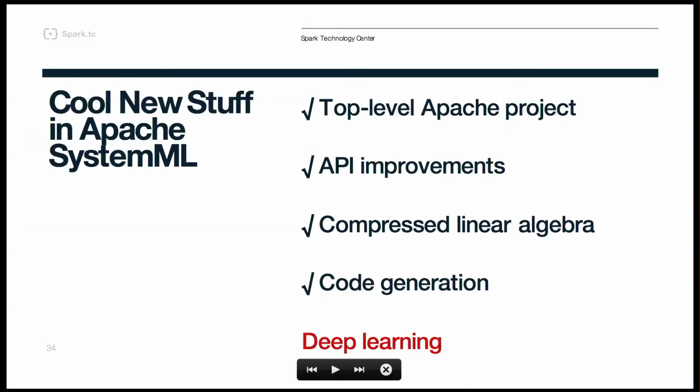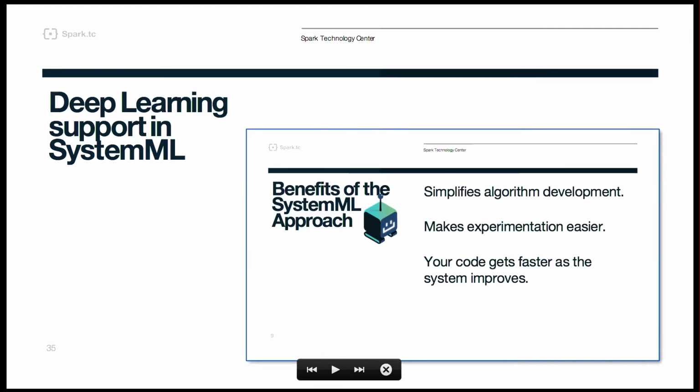So we talked about code generation, compressed linear algebra, improvements to our APIs, becoming a top-level project. Now on to the last topic, deep learning. How much time do I have for this? 5 minutes, great. So SystemML started out as a project in IBM Research in 2009. And back then, deep learning was not on very many people's radar. We were focused initially on more traditional methods, making those scale, making those customizable.